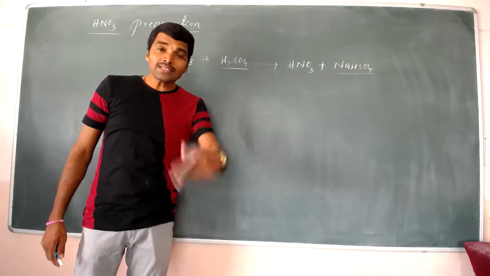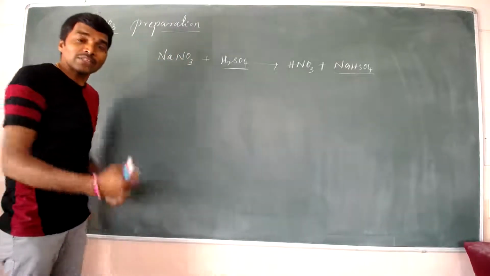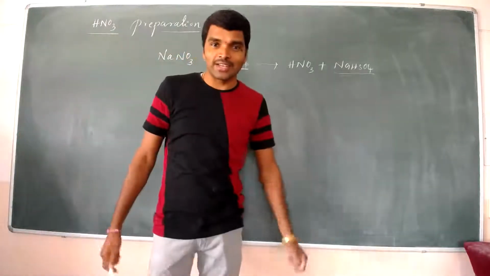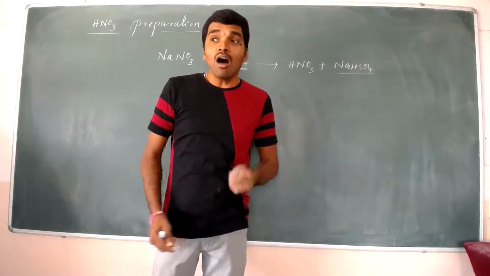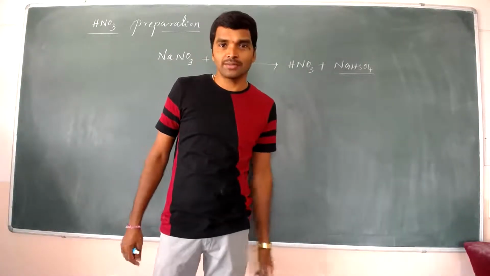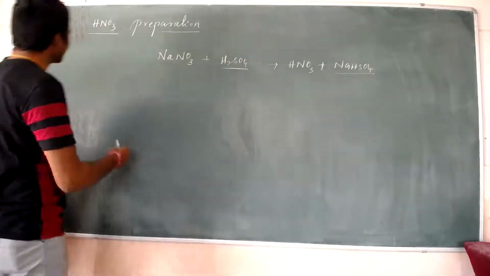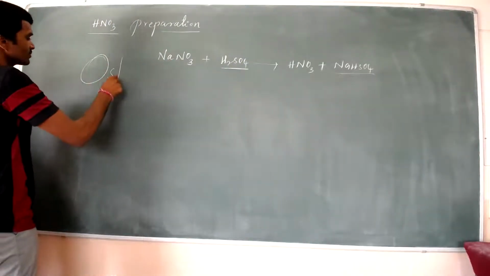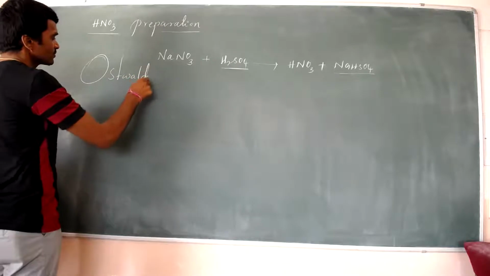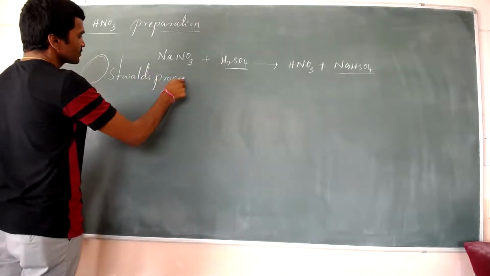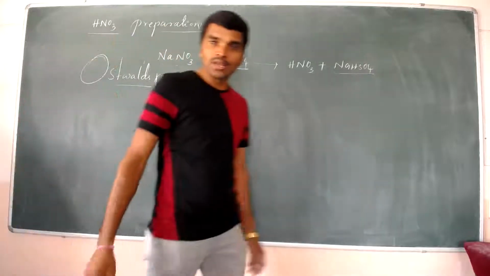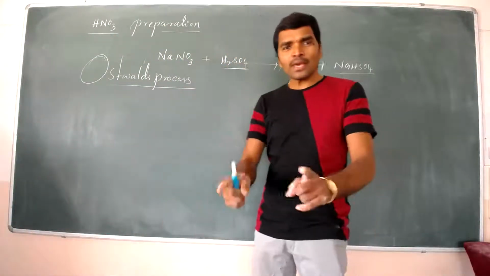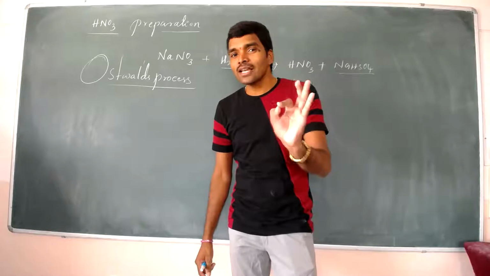Okay, and the second one: how is nitric acid prepared industrially? Industrially, nitric acid is prepared by the Ostwald process. To prepare it by the Ostwald process, ammonia is required.